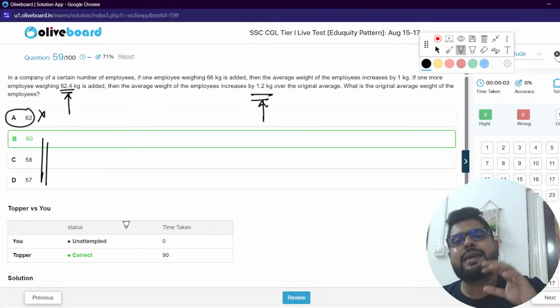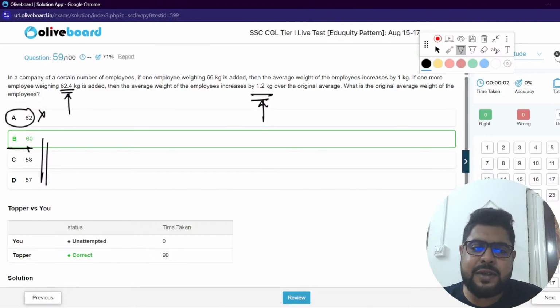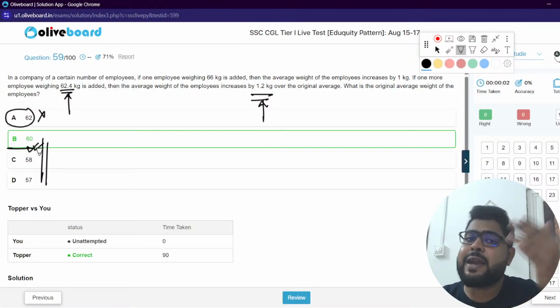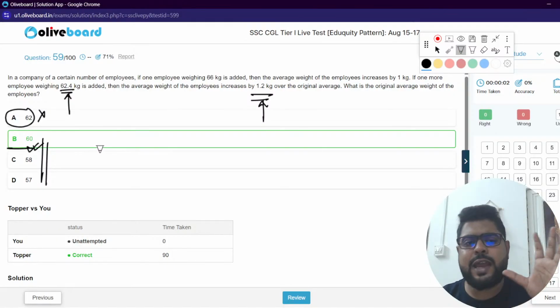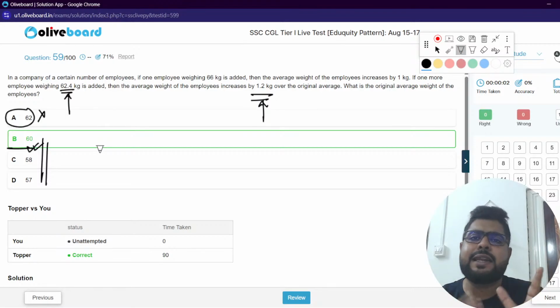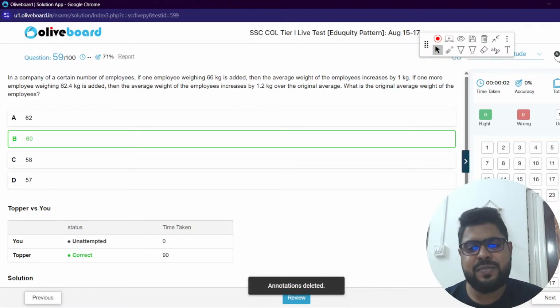So with that instinct in mind, you can start checking, and definitely you will start with 60. But again, 58 and 57 can be the answer. You have to have a greater calculation speed. So that is why I'm saying there is no very good method other than very lengthy ones for this type of questions. Okay, chalo.